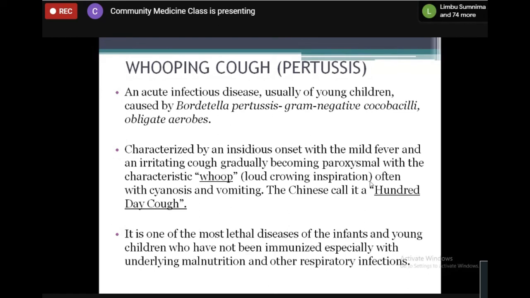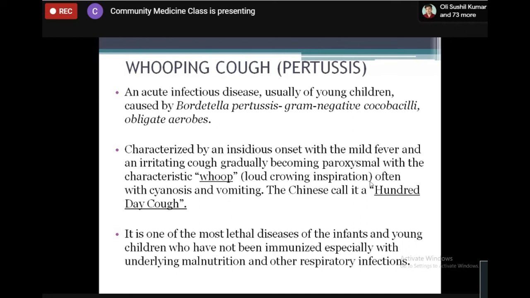Once again, a coughing fit. A coughing fit means a very severe wave of coughing. Is that what pertussis is, the wave-like cough? I have heard of it, but I have not seen a patient. Then it's an acute infectious disease usually of young children caused by Bordetella pertussis, gram negative coccobacilli.